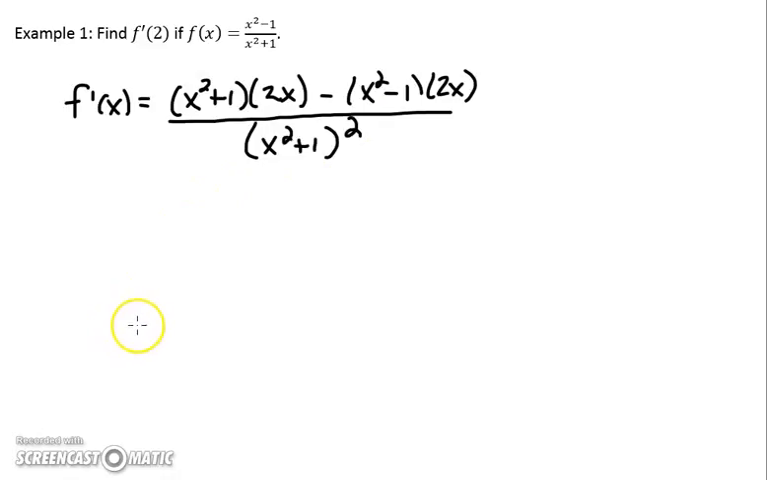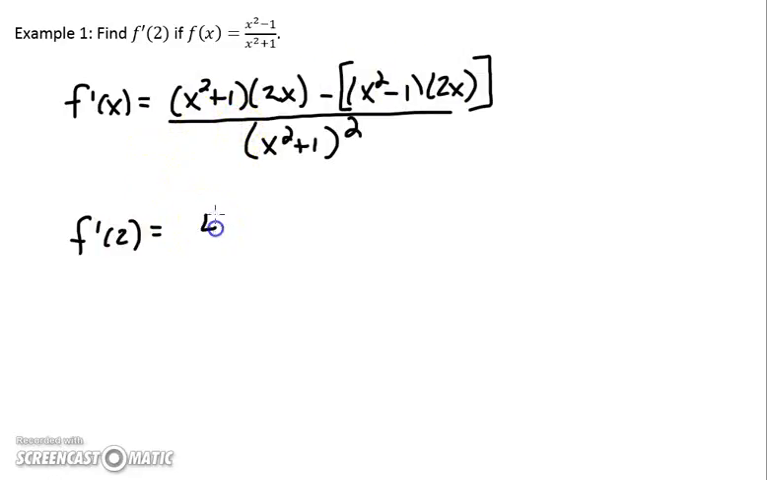The big thing that we need to be careful of with our quotient rule is making sure we have this negative here and making sure we distribute it through to everything after the minus sign. So it might not be a bad idea to put brackets around that last piece so we know we have to distribute this negative through to everything. Now, if we are trying to find f prime of 2, we can just go ahead and plug that 2 in. We don't have to simplify anything. Let's just plug the 2 in, and it might be a little bit easier.